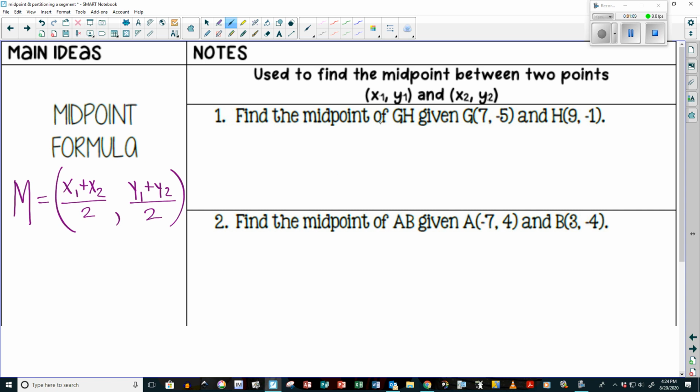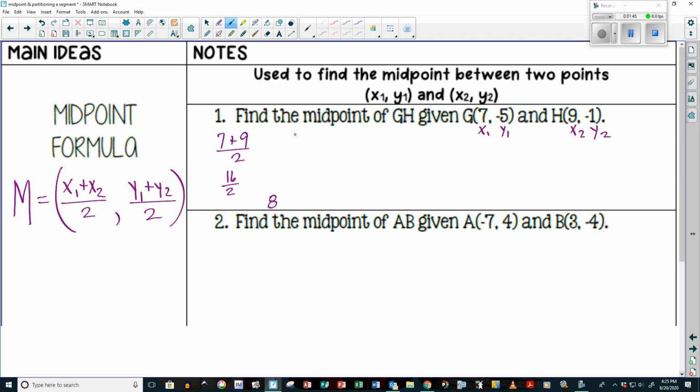It says to find the midpoint of GH given that G is (7, -5) and H is (9, -1). So if this is x1, y1, and this is x2, y2, I'm going to do it the formula way first, and then I'm going to show you the alternate way, and you can choose which one works best for you, okay? If I add the x's together, that's 7 plus 9 divided by 2. 7 plus 9 is 16. 16 divided by 2 is 8.